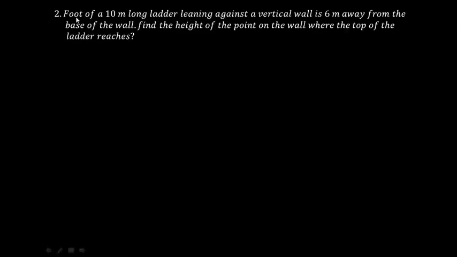My first problem is: the foot of a 10-meter long ladder leaning against a vertical wall is 6 meters away from the base of the wall. Find the height of the point on the wall where the top of the ladder reaches. So let's draw a diagram with this information. Here AC is the ladder, AB is the height of the wall where the top of the ladder reaches, and BC is the distance between the foot of the ladder and the vertical wall.